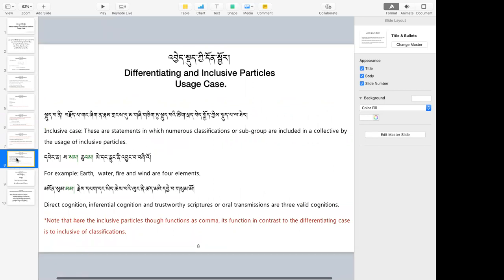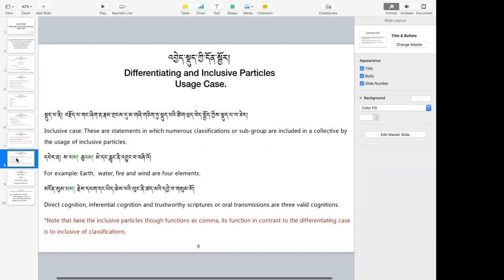It needs to fulfill two criteria. First criteria, a particular statement to be validated as an inclusive case should always function in order to provide a function where numerous subgroups are collected in one collective. Second, the particle that is used in order to do that should be an inclusive particle.